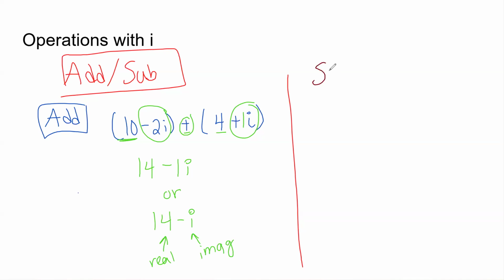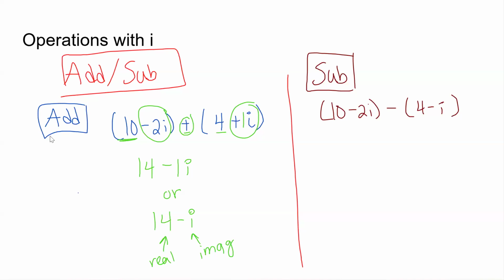Okay, and subtracting is pretty much the same thing, just one step harder. Let's do that exact problem, but subtracting. So I just changed that middle sign there. You want to distribute that negative through the second parenthesis. So that'll be negative 4, minus minus will be plus i, and then just drop the first one.